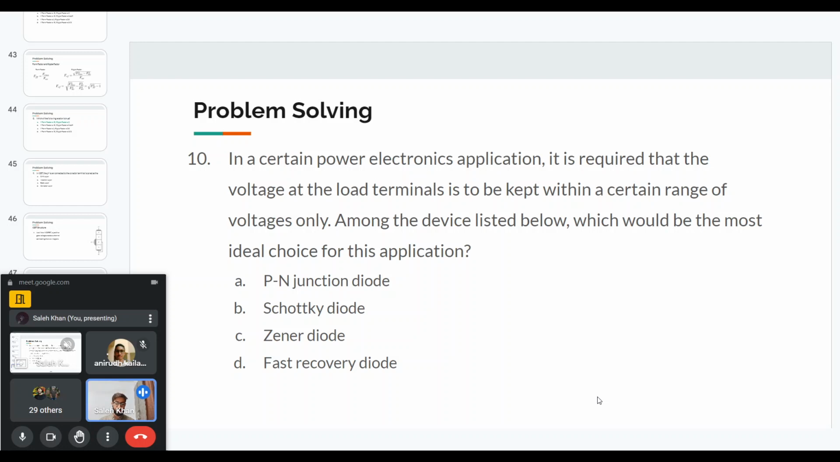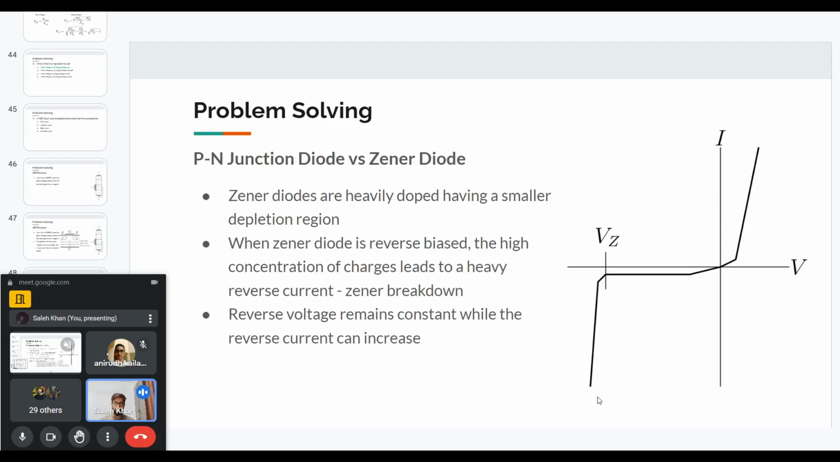So I don't think this was taught in the course lectures, but it is a basic concept that we know that Zener diodes have a very precise breakdown voltage level, reverse breakdown voltage level, and they can be safely operated in that reverse voltage breakdown level. It is because of their structure. They have a heavily doped device, and because of that heavy doping, they have a smaller depletion region.